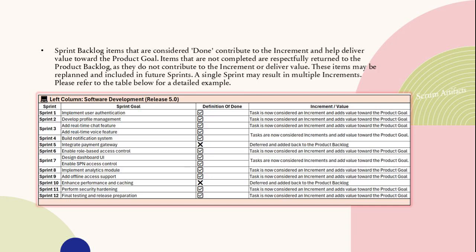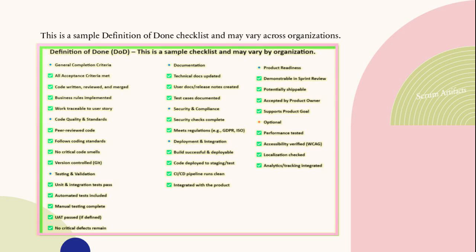Here we see how the increment and definition of done work together. The table on the left shows sprint goals for a software development release, and how the increment adds value towards the product goal, provided it meets the definition of done. Notice how an X indicates something deferred. It means it didn't meet the DoD or wasn't completed, so it can't be an increment yet. Here we see a sample definition of done checklist, which may vary by organization.